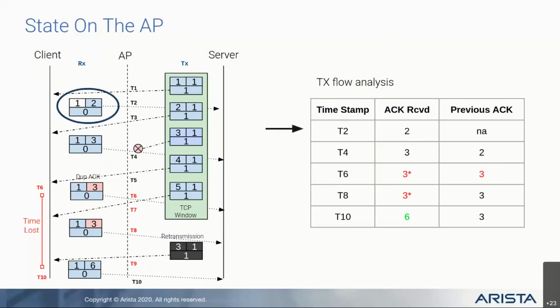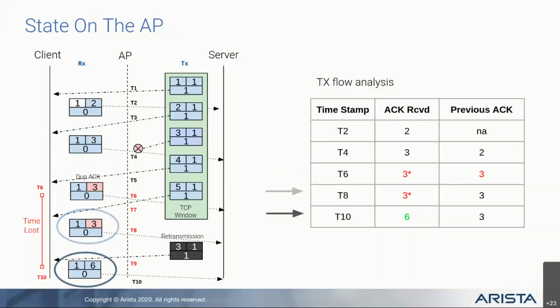So at time T2, you receive an ACK number of 2, and that is the received ACK, and there's no previous ACK. Let's say this is the initial state where everything starts. And at time T4, you receive another ACK of 3, and the previous ACK is 2. And at time T6, you see the same acknowledgement as the previous. You can mark it as a duplicate ACK. And at T8, it's the same, so you maintain the same state.